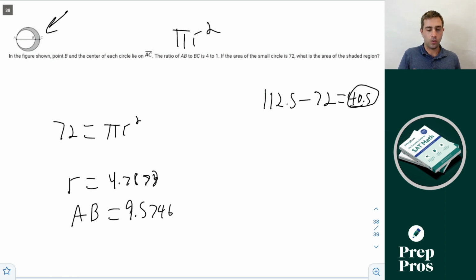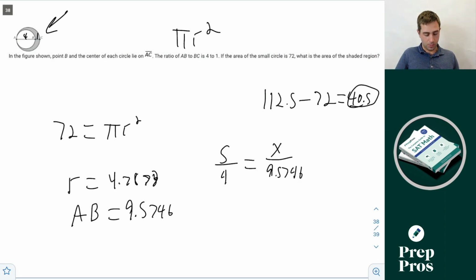And now we have to use that same ratio. Knowing that this is 4 and this is 1, the length of AC is 5 to 4, it's relating to the length of AB. So we can do 5 over 4 equals x over 9.5746. So we'll multiply that by 5, divide that by 4. That will give us that the length of AC is equal to 11.96.